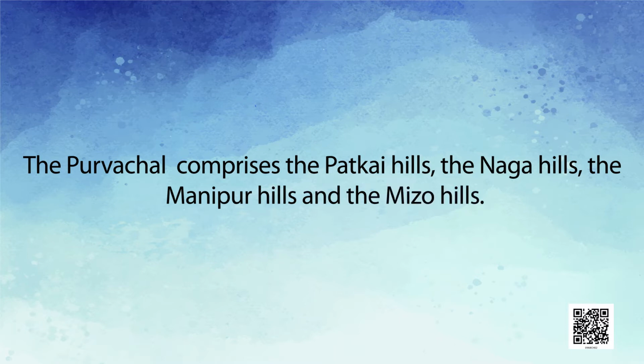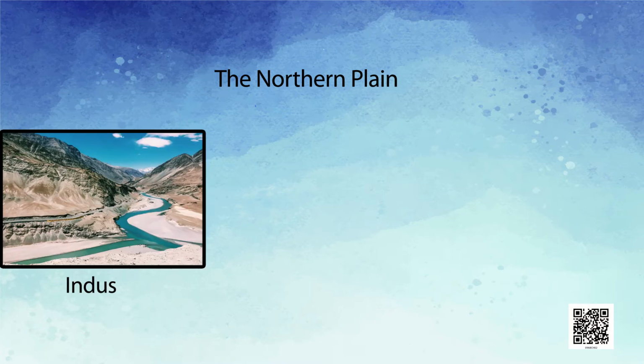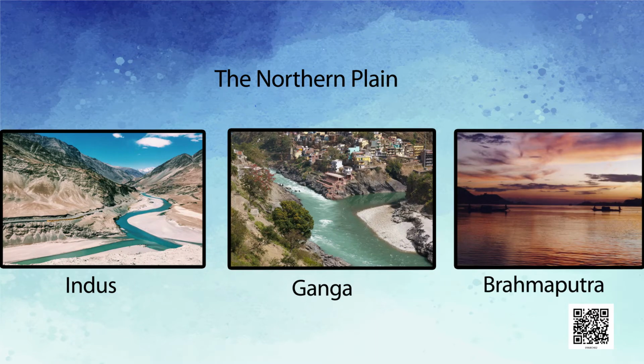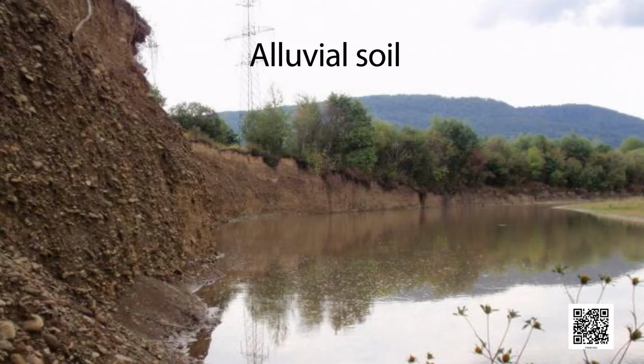So that was all about the Himalayan mountains. Now let's move ahead and talk about the Northern Plain. The Northern Plain has been formed by three major river systems, namely the Indus, the Ganga and the Brahmaputra, along with their tributaries. This plain is formed of alluvial soil.